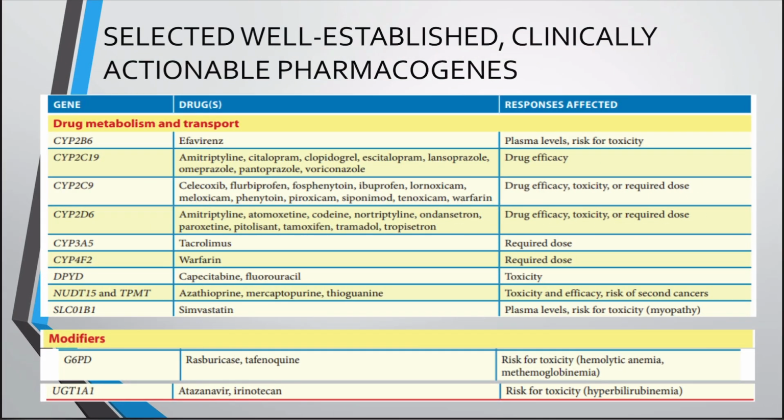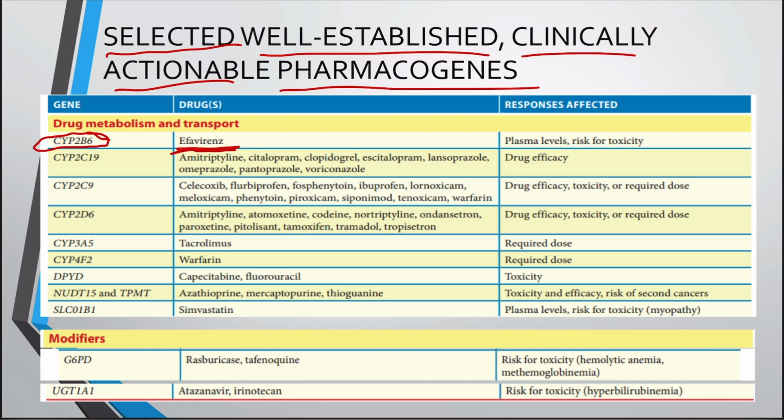So here you can see the list of several selected well-established clinically actionable pharmacogenes. CYP2B6 is seen in the case of efavirenz, that is, it is metabolizing efavirenz. Then we have CYP2C19 involved in the metabolism of amitriptyline, citalopram, clopidogrel, escitalopram, voriconazole, pantoprazole, omeprazole, and we have several other enzymes, that is CYP2C9 for the metabolism of fosphenytoin, ibuprofen, phenytoin, warfarin. So they affect the drug efficacy and toxicity, and hence they are going to change the amount of the dose which is required for producing the pharmacological effect.